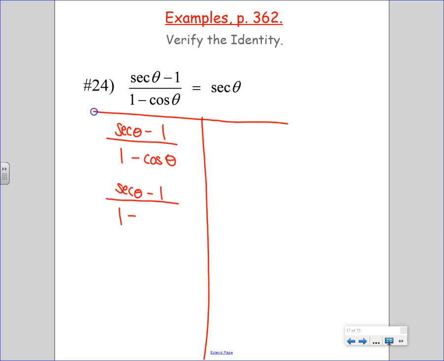Reciprocal property says cosine of theta equals 1 over secant of theta. Oh, it's a complex fraction. This is ridiculous. We should sue. Wait. Who don't we like? Secant. So we're going to multiply top and bottom. My trick, at least. Multiply top and bottom.